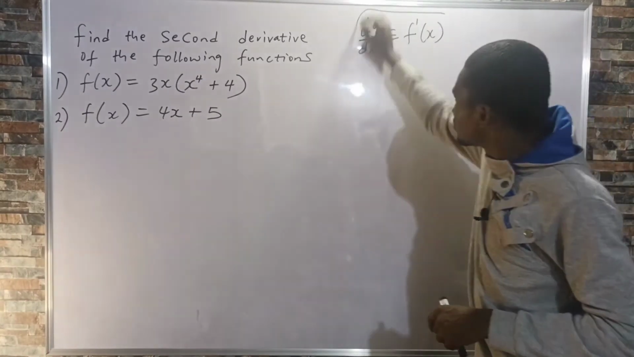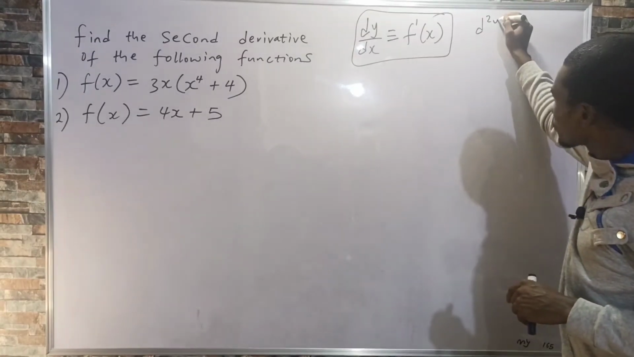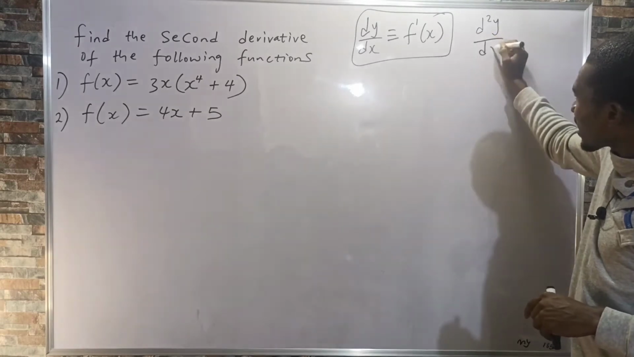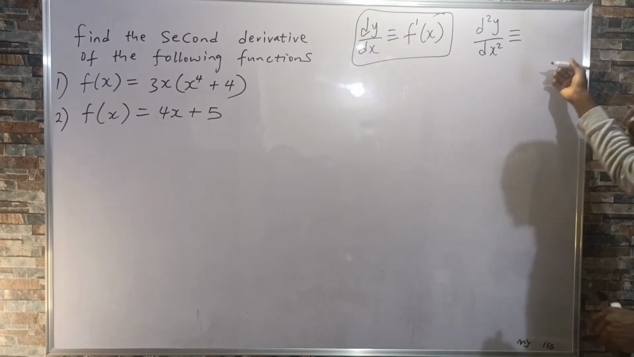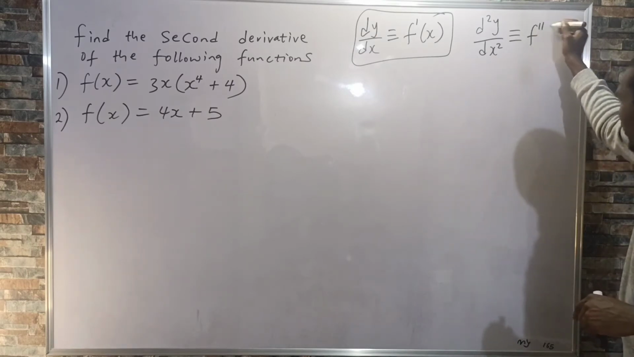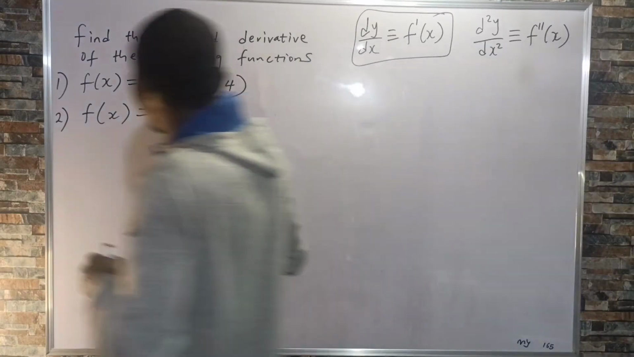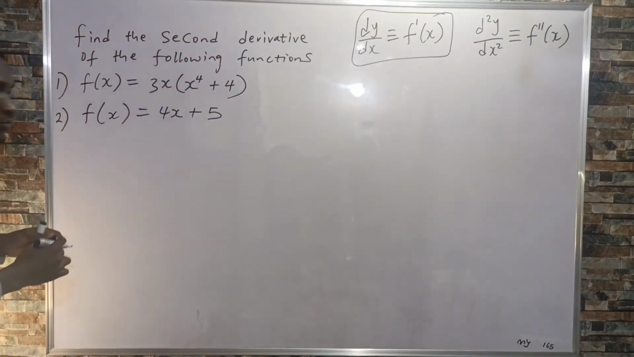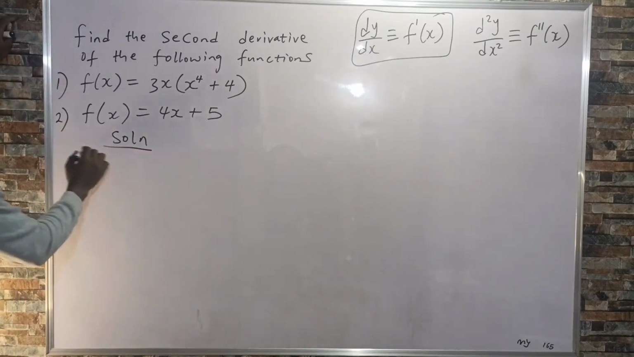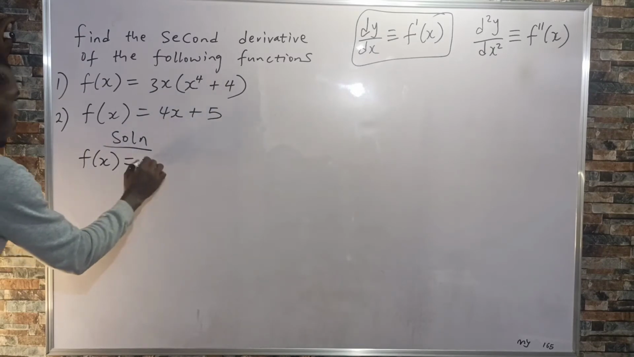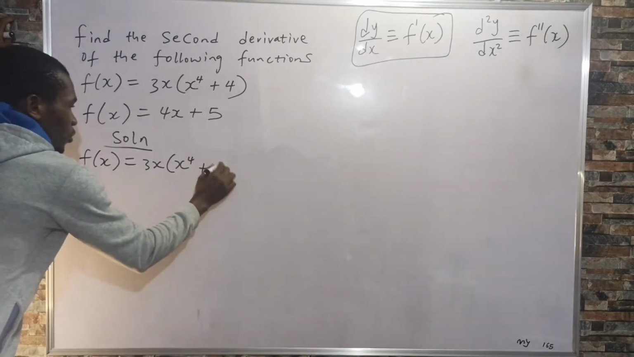While the second derivative of any given function is given as d squared y all over dx squared. If you don't put it this way, this is still congruent to f double prime of x. Don't forget that. Let's go ahead to find the second derivative of this given function we have here. Solution. For the first one, we have f of x equal to 3x in bracket x raised to the power of 4 plus 4.